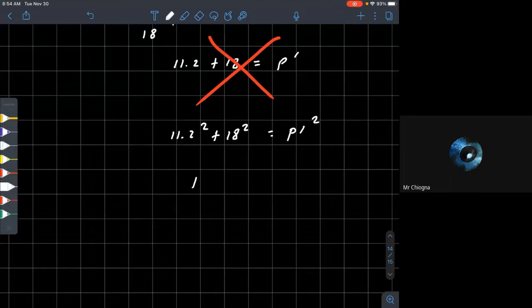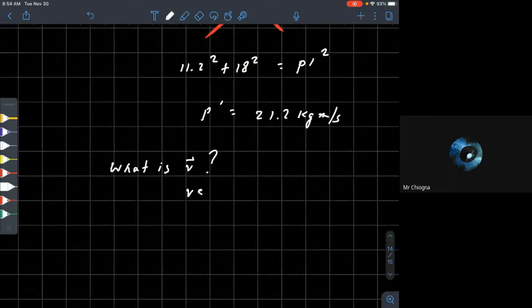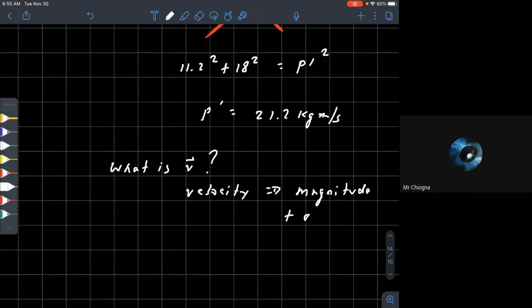Okay, so what's P prime work out to be? So P prime works out to be 21.2. Okay, the question is, what is the velocity? Let's be clear. When they use the word velocity, they mean it implies magnitude plus direction.